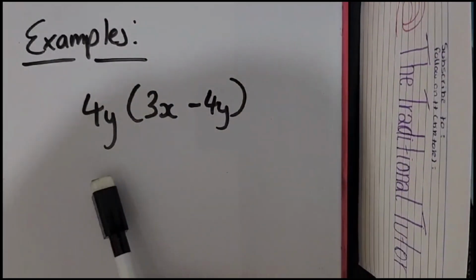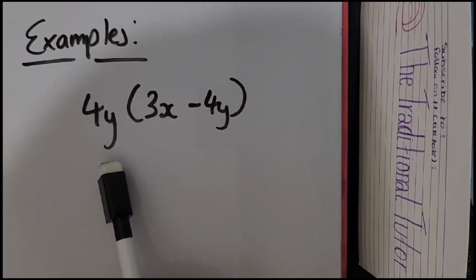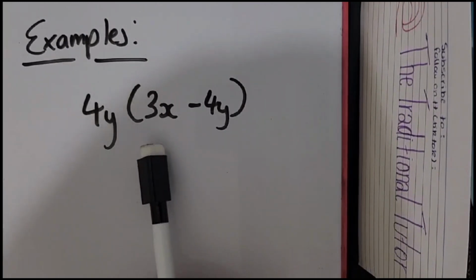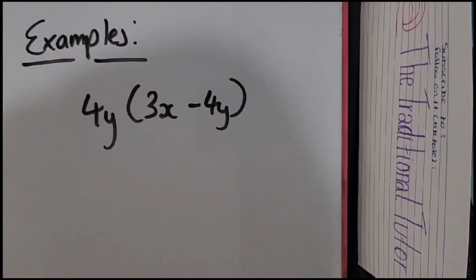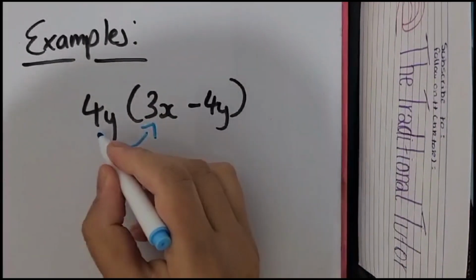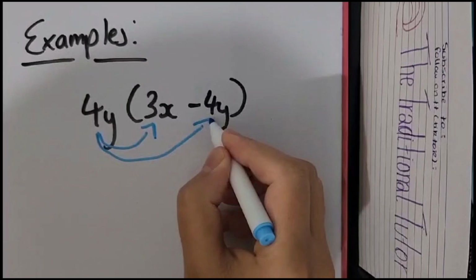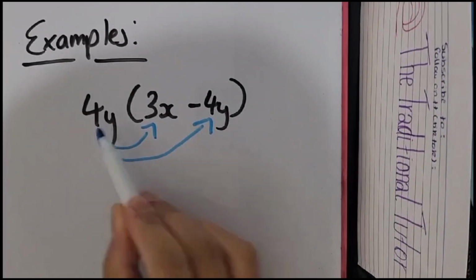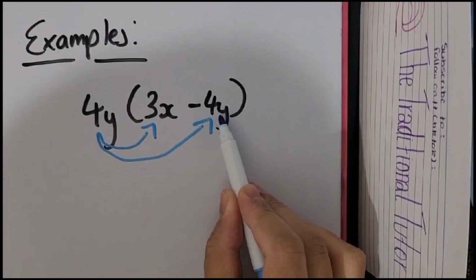So in this one, for instance, I've got a variable on the outside as well. So variable, and by a variable I mean an unknown. Okay, so I've got 4y times by 3x minus 4y. So again, I'm going to go ahead and draw my arrows. Okay, you don't have to draw them, but they are there to help you and remind you that you need to remember to multiply what's on the outside by everything on the inside.